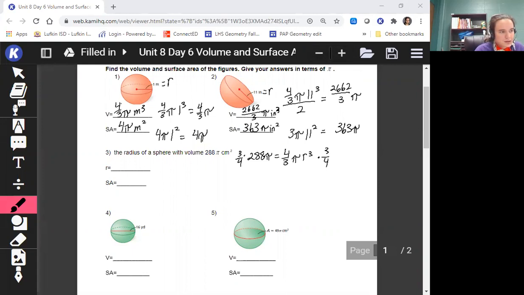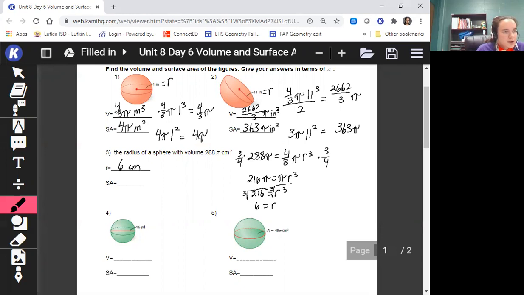And that gets us 216 pi equaling pi r cubed. Okay, and the pi's cancel out, so we've got 216 equaling r cubed. Okay, and then we're going to take the cube root, not the square root, the cube root. And that gets us 6 equaling r. So our radius is 6 centimeters.